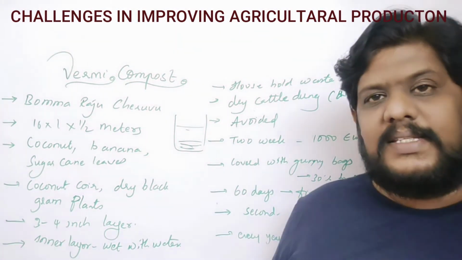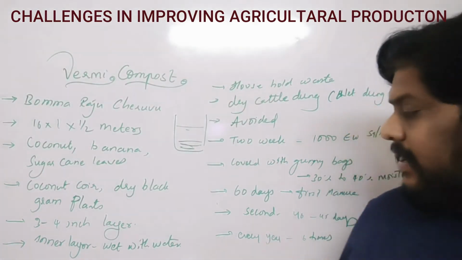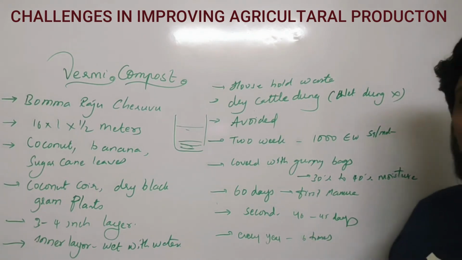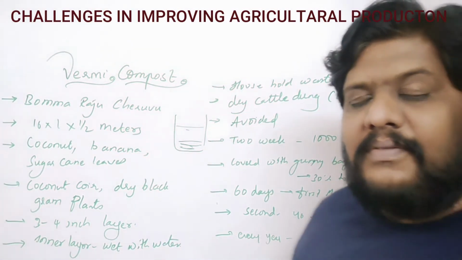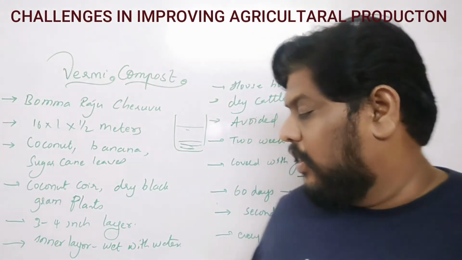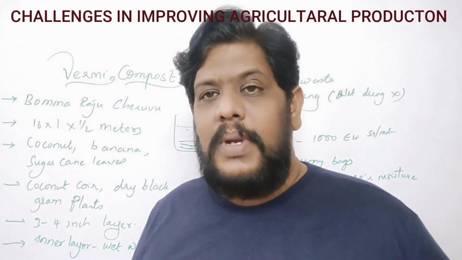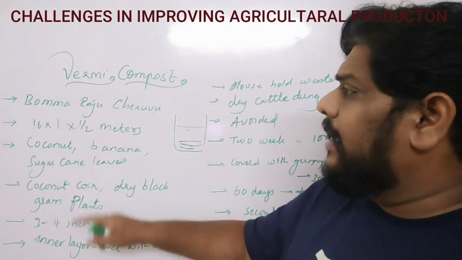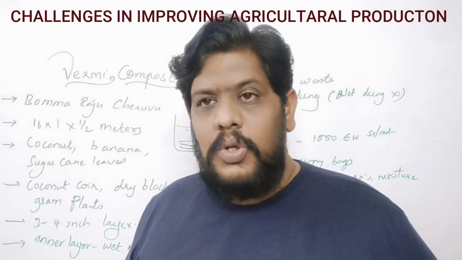So after 60 days, they were able to collect the first compost manure, and the second one they got in only 40 to 45 days. Every year they were able to collect the compost manure around 6 times a year. How many times did they collect the compost manure? 6 times a year. So this is how the farmers who belong to Bomara Cheruvu are able to make the vermicompost.